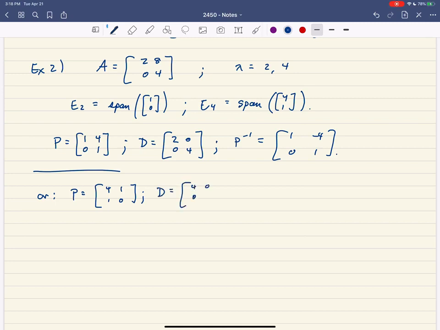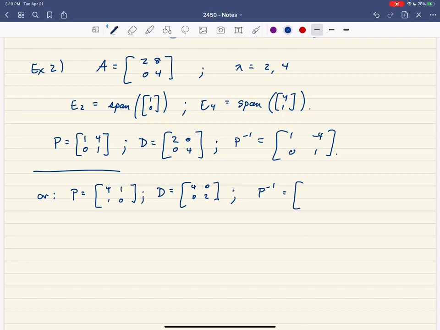It would have been 4, 0, 0, 2. Right, the eigenvalue 4 is the one that led us to the eigenvector 4, 1. And then P inverse would be whatever it is. P inverse would be, in this case, easy enough to compute.